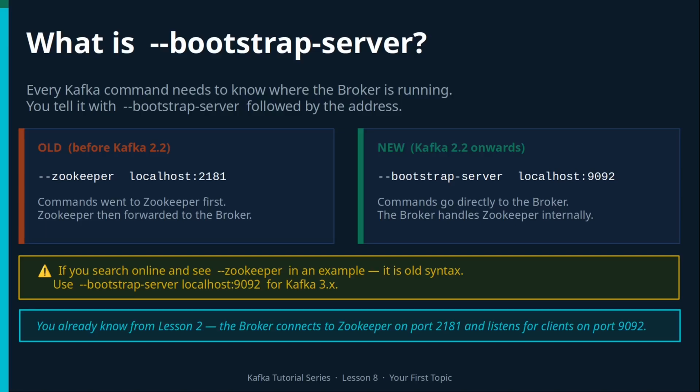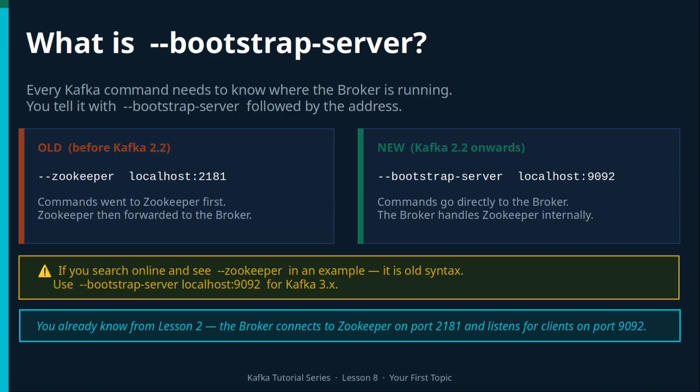From Kafka 2.2 onwards, that changed. Commands now go directly to the broker using a flag called --bootstrap-server and the address localhost:9092. The broker handles zookeeper internally. You no longer need to point at zookeeper yourself. We are using Kafka 3.9.2, so we always use --bootstrap-server.